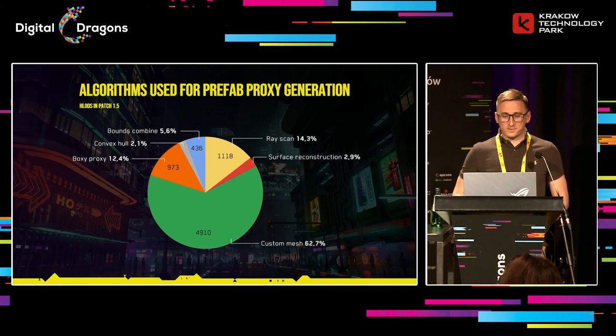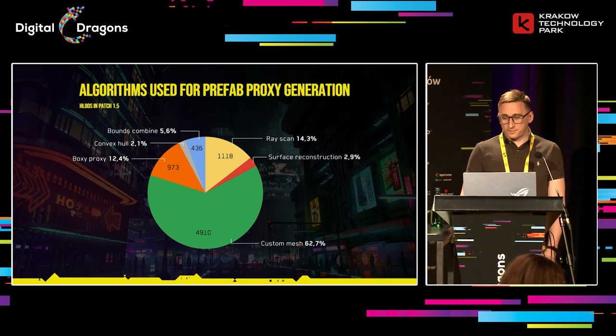Yes, one more graph. That's the state of proxy generation algorithms at the time of PAF 1.5. As we can see, almost two-thirds of proxies are now generated by hand by artists with a usage of custom mesh algorithm. But other algorithms are still used. The number of proxies is approaching, no, it's exceeded 9,000 HLODs for prefabs in Night City.